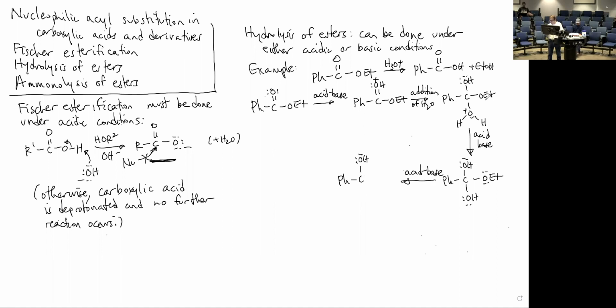Actually, let me also put lone pairs on that oxygen. That oxygen now has a plus charge, so we get this intermediate. After this, we're going to have elimination of the alcohol. Elimination of, I'm going to say R2OH, which is our alcohol. In this case, R2 is ethyl.